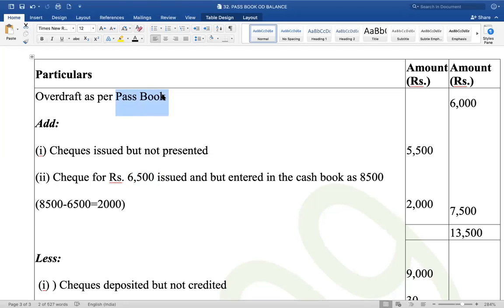But this shouldn't be rectified, sir? That's what we did now. This is rectification only: 8,500 minus 6,500. The difference only we are taking. We are neither taking 6,500 nor taking 8,500. We are taking 2,000, which is after rectification. Okay, sir. Next, anybody?